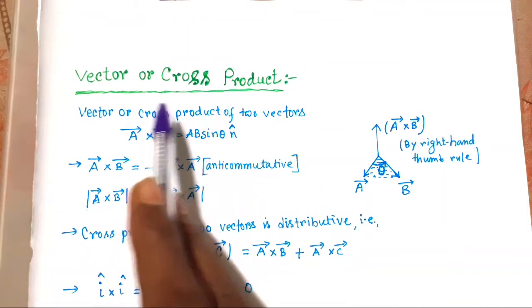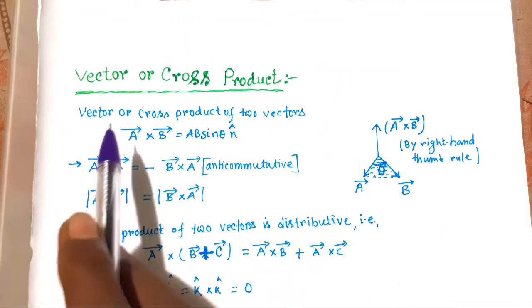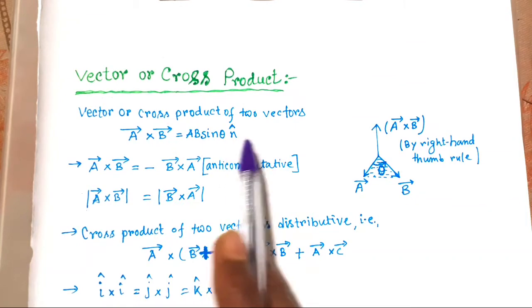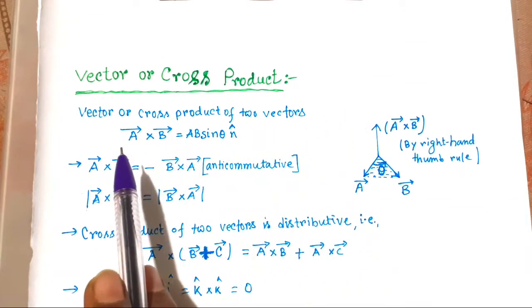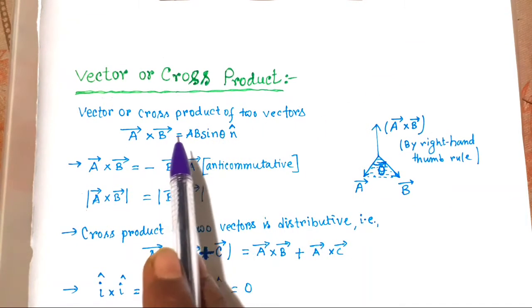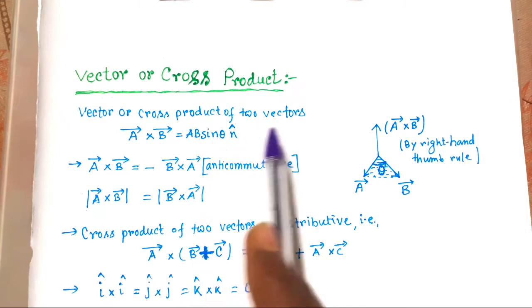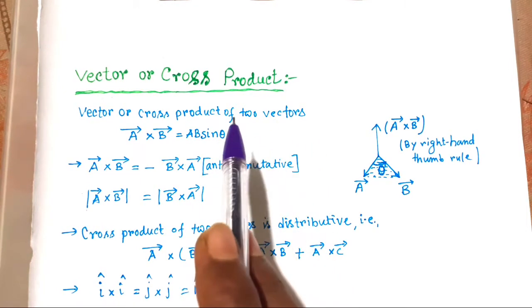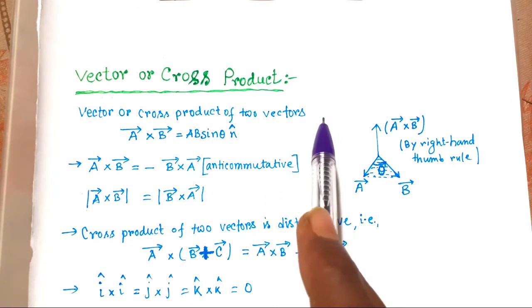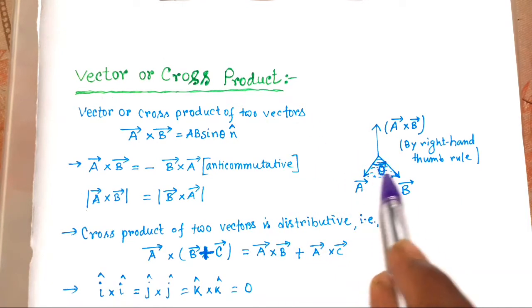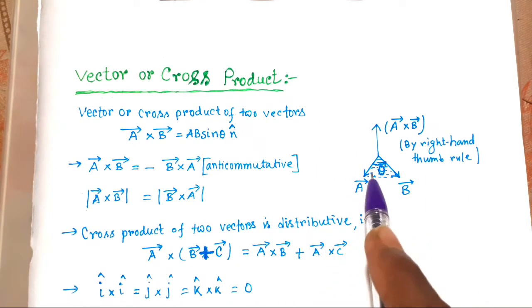So now we are discussing vector or cross product. The vector or cross product of two vectors is denoted by a vector cross b vector equals ab sin theta n cap. What is n cap? n cap is the unit vector which is perpendicular to the plane containing a vector and b vector.